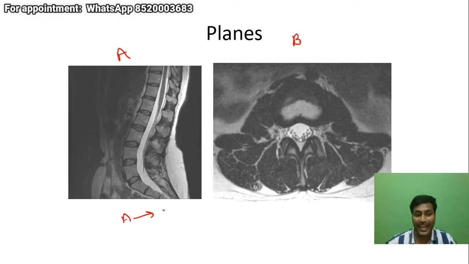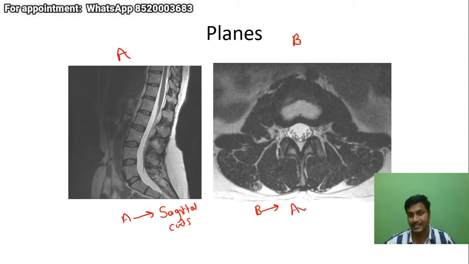Fine. So A is sagittal cuts. Everyone has answered right. That is very sure. And B is, yeah, axial cuts. So you will have to identify the axial cut and the sagittal cut. So this is our first one.